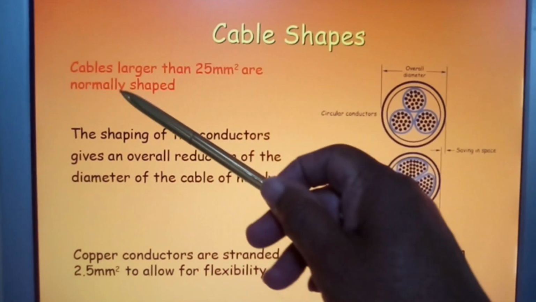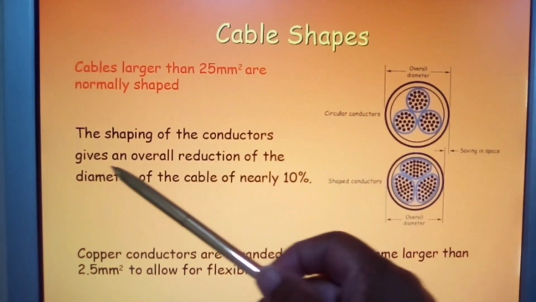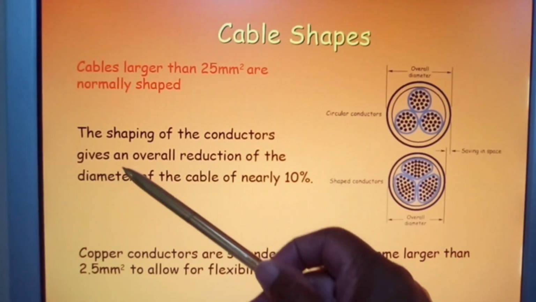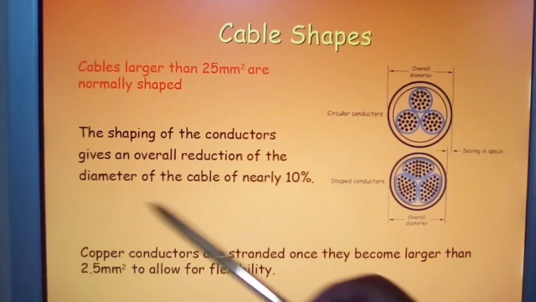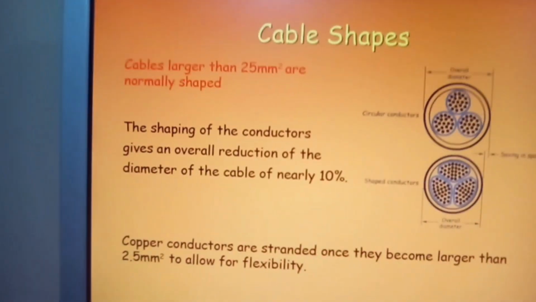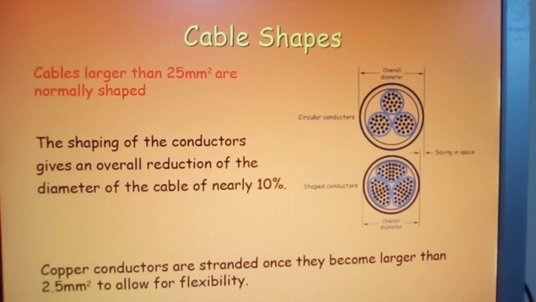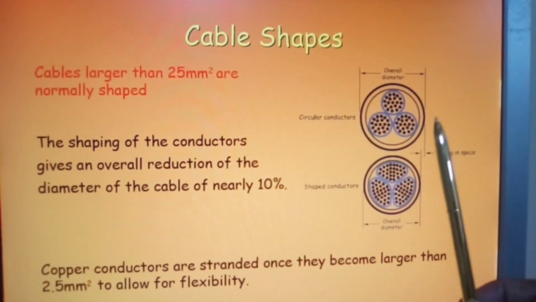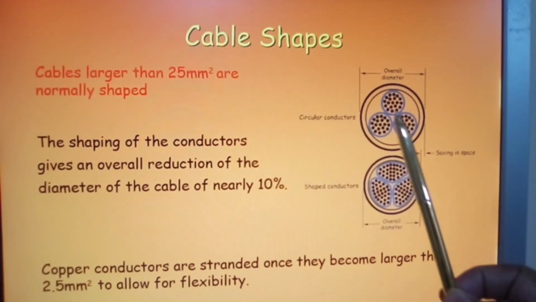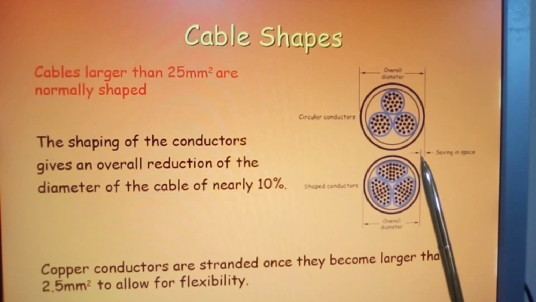Cable shapes. Cables larger than 25 mm square are normally shaped. The shaping of the conductors gives an overall reduction of the diameter of the cable of nearly 10%. And here we have overall diameter, circular conductors, saving in space.